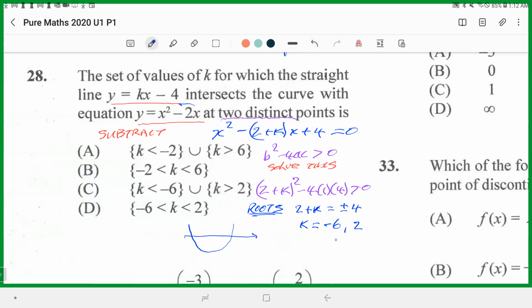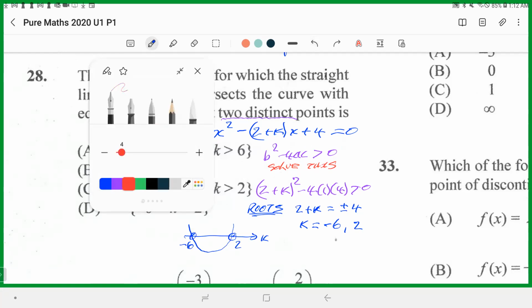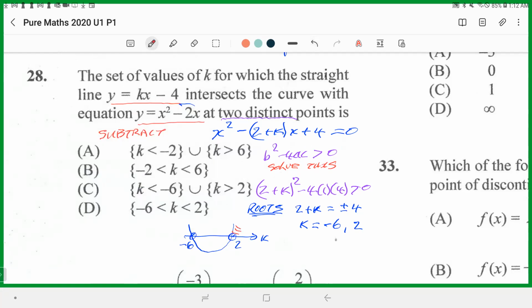So if we were to sketch this with a k, it is like this. This is the k axis. One value is negative 6, one value is 2. And you went above the axis up here, which means that you're outside those two values, to the left of negative 6 and to the right of 2. So the answer is this one.